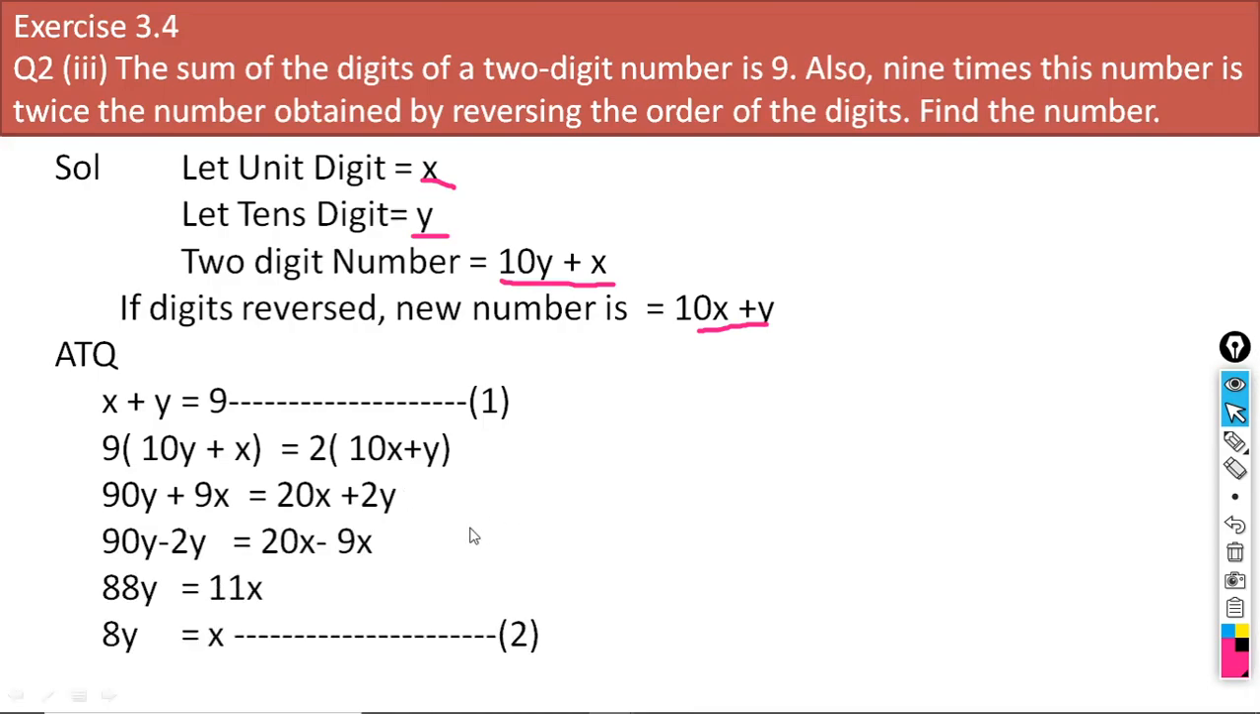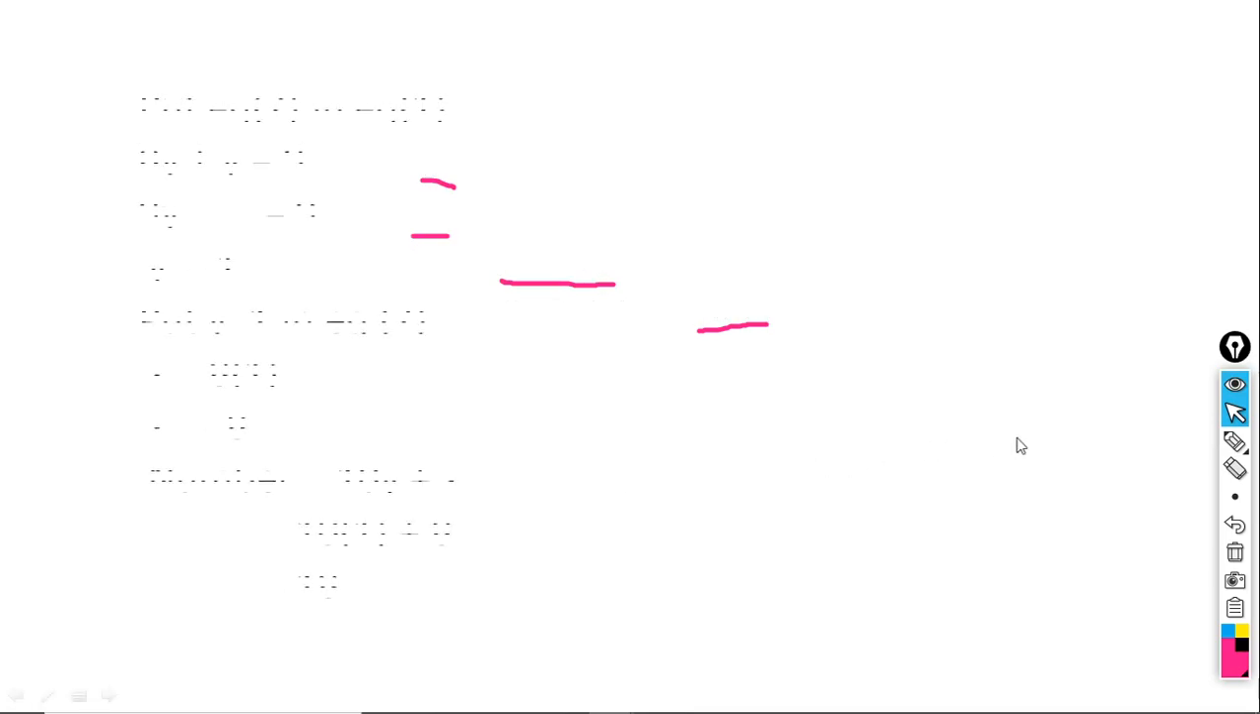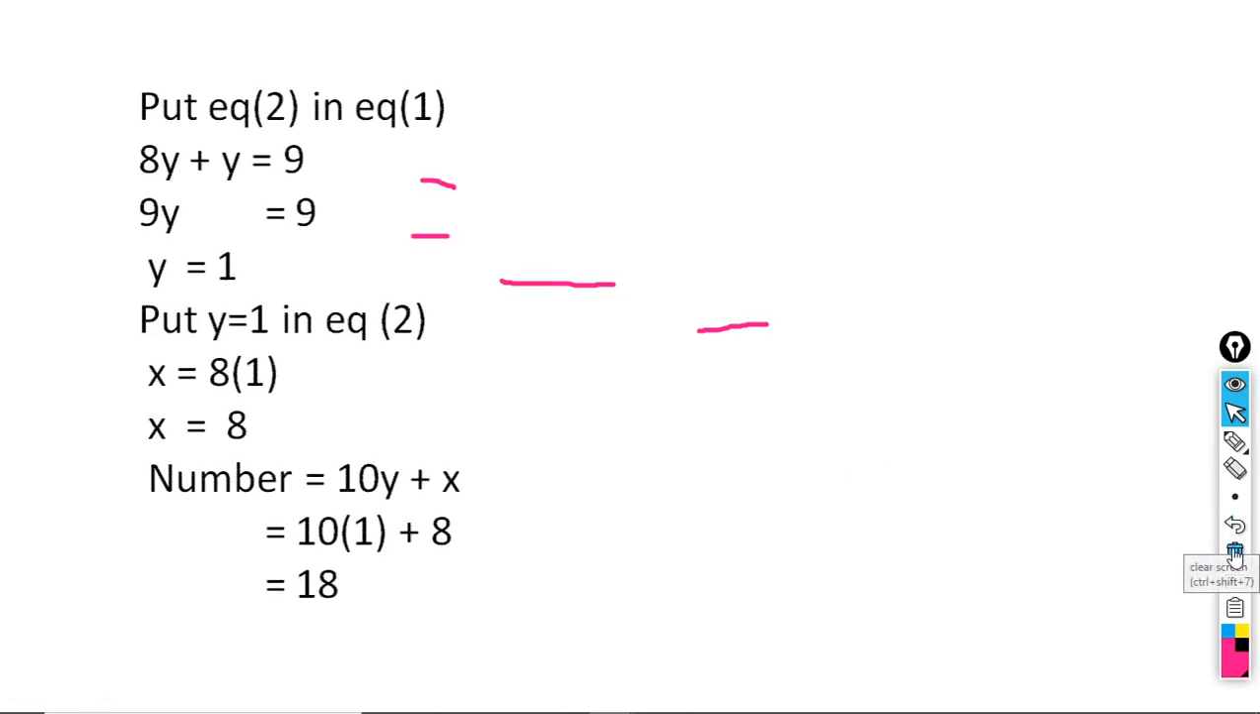Now we'll solve the first and second equations. I solve these two equations using the substitution method. Substitute equation number 2 in 1. By solving that, you get y is equal to 1 and x is equal to 8. So the number will become 18.